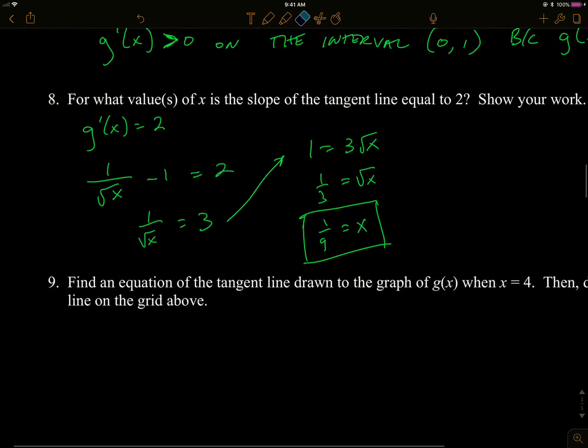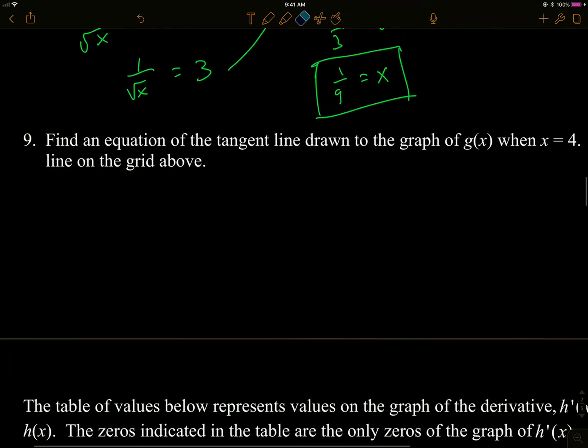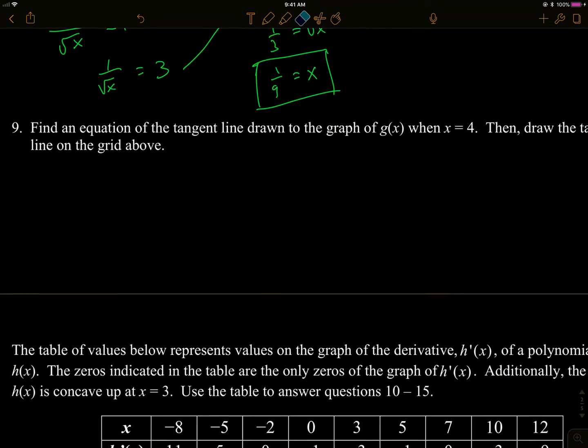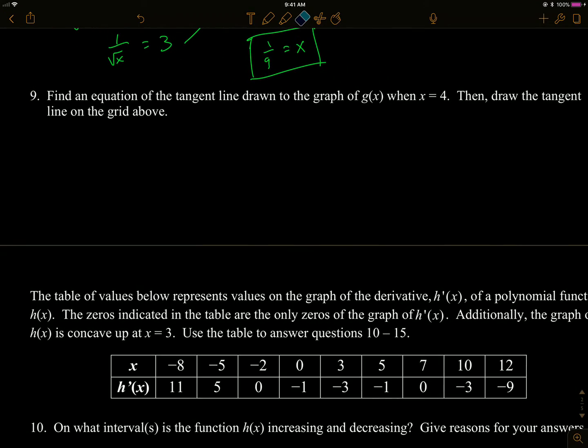Again, it's not a very accurate drawing, but I just wanted to give you the idea of what it looks like. Find an equation of the tangent line drawn to the graph of g of x when x equals 4. Then draw the tangent line on the grid above. All right, so if I want the equation of the tangent line, first I need the point of tangency, and then I need the slope of the tangent line. So that's going to be at 4. We have to find g of 4. We need to find that y value.